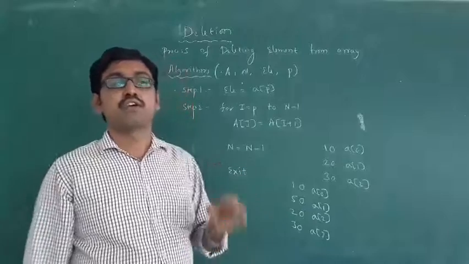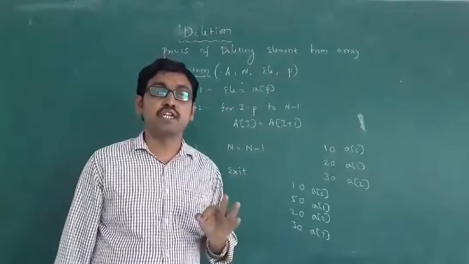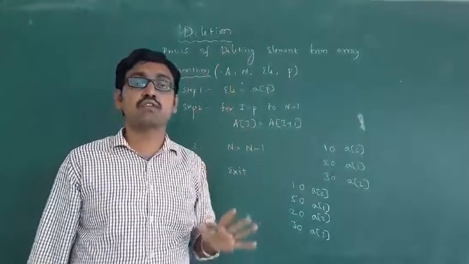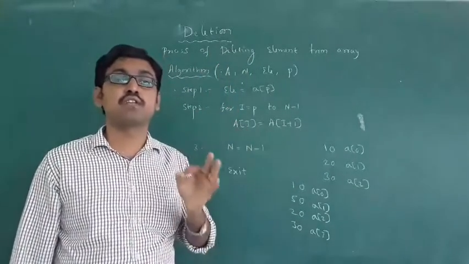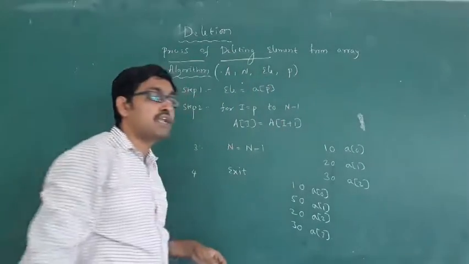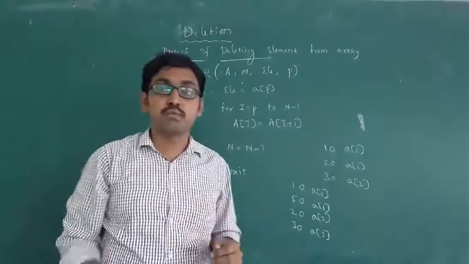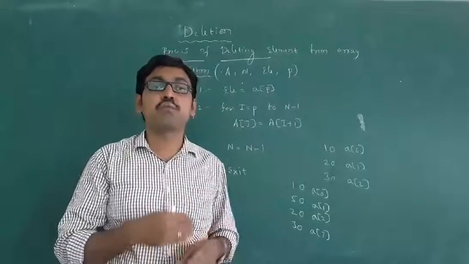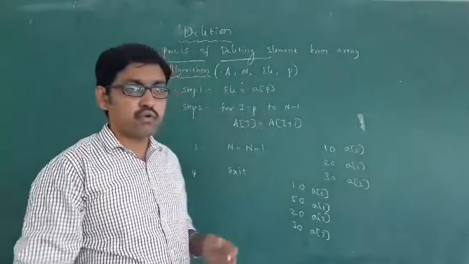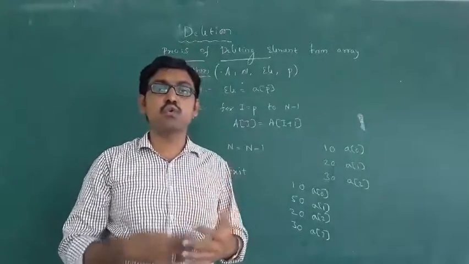Then the fourth operation on an array is deletion. What is deletion? This is asked many times in the examination. Deletion means it is the process of deleting an element from the array. It is the process of removing the element from the array. That is called deletion. This is also used in so many apps.